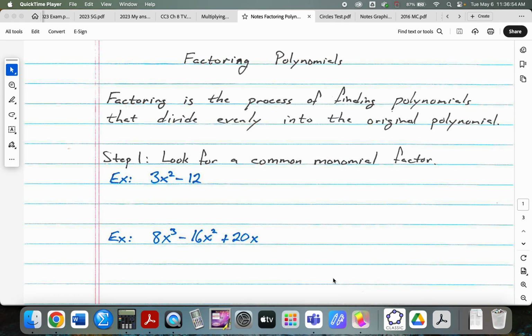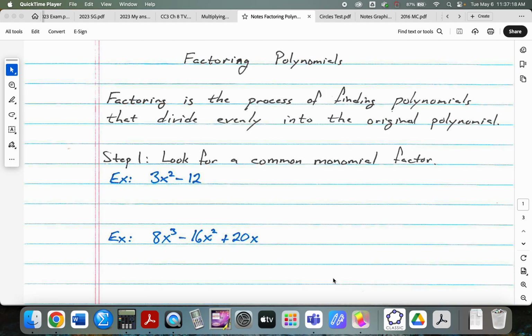The last thing we did was multiplying polynomials. Today what we're going to do is look at factoring polynomials. It's kind of the opposite process. Like when we do prime factors, we divide a number up into all the things that if we multiplied them together, we would get the original number. It's the same idea here.